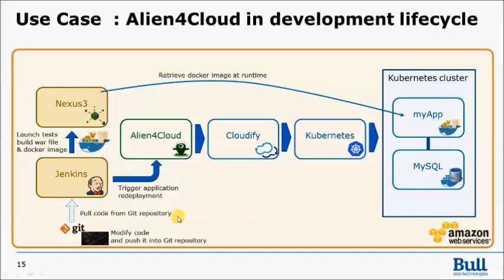First we'll have to modify the code and push it into a Git repository. Then launch a job from Jenkins to build the WAR file and then build the Docker image. The WAR file and the Docker image are stored in Nexus. Once done, Jenkins triggers the deployment in Alien for Cloud through the REST API, and the Docker image is retrieved at runtime. Finally, the application is automatically deployed with the last changes.